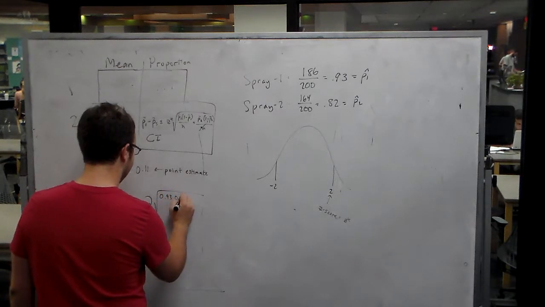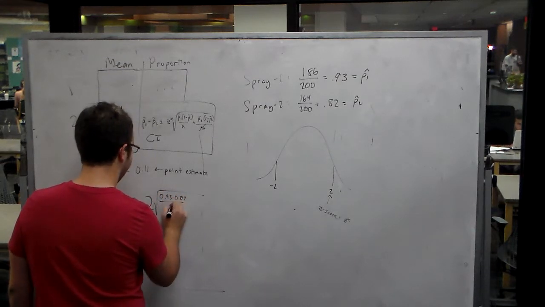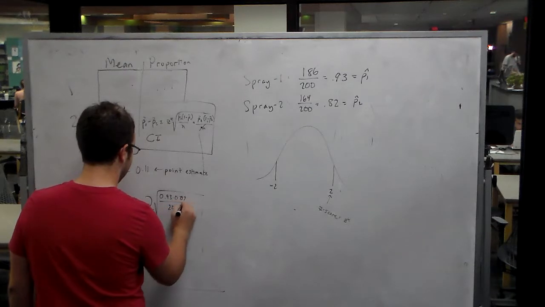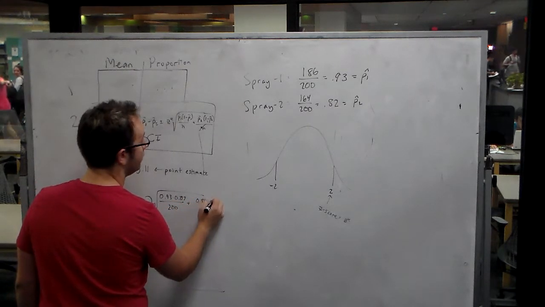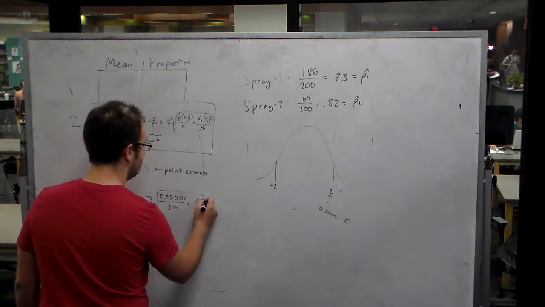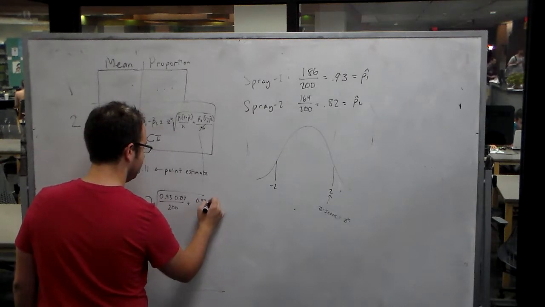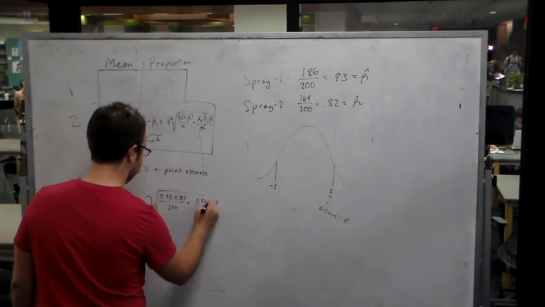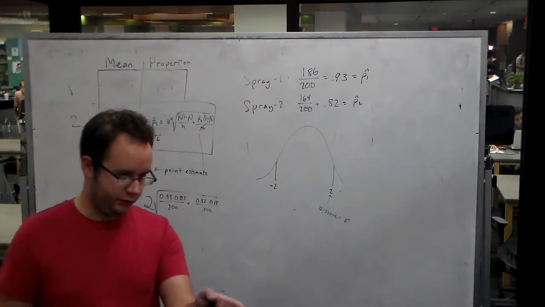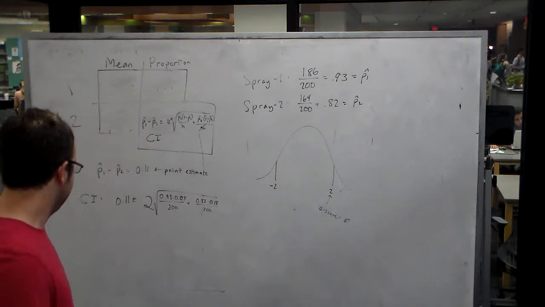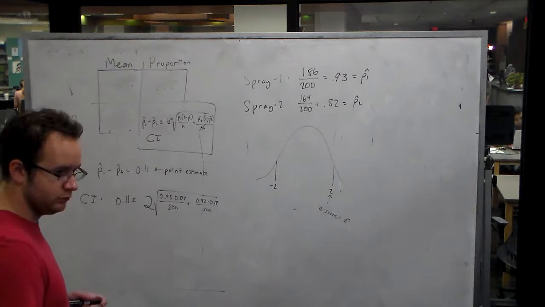0.93 times 0.07 over 200 plus 0.88 times 0.18 over 200. So one of you is going to have to crank these out. Does anybody have a calculator with them? I didn't bring one. I do. I'm going to use his.